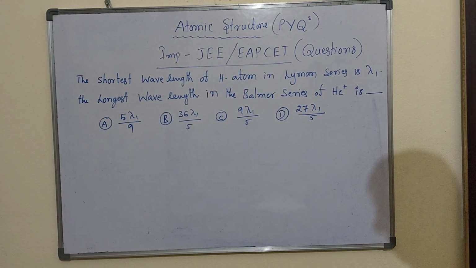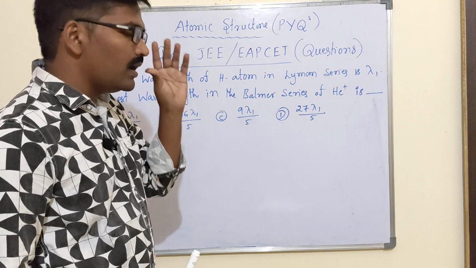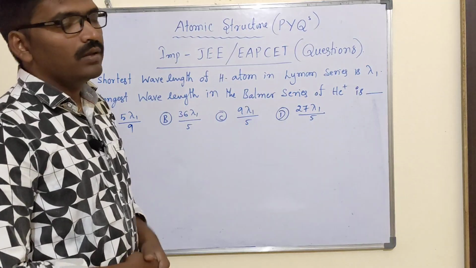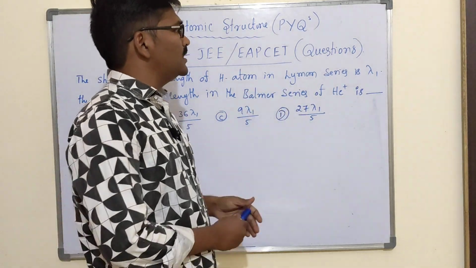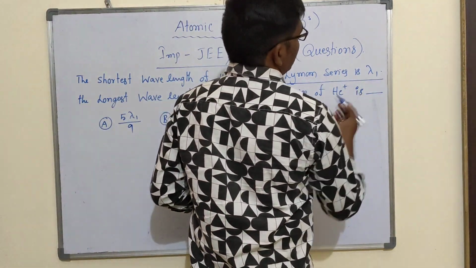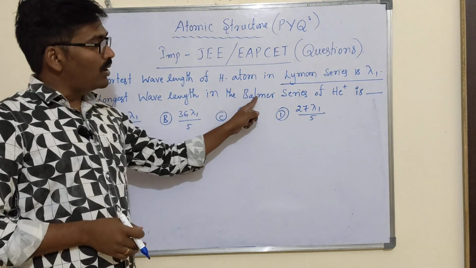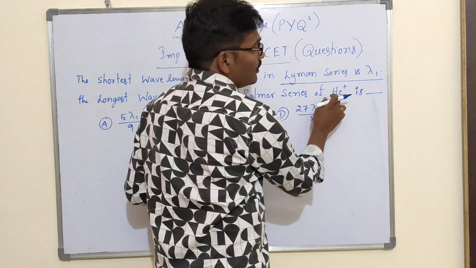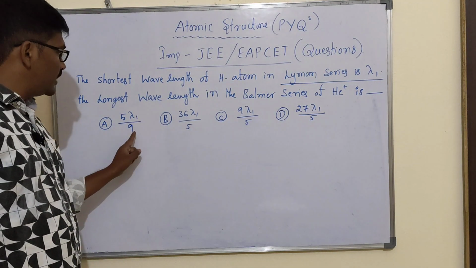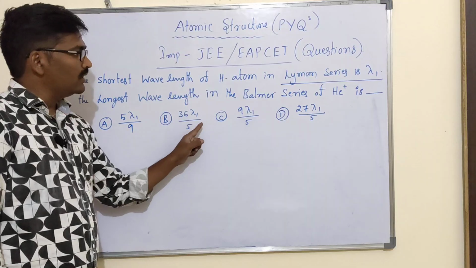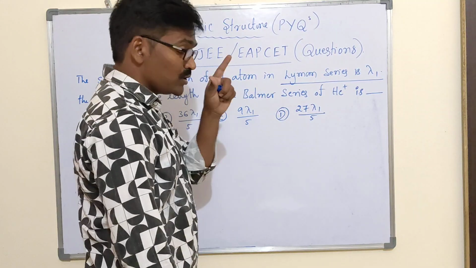Look at the next question. Even this is a JEE previous year question only. Based on the hydrogen spectrum, they're asking a question like this. Observe the question carefully. The shortest wavelength of the hydrogen atom in the Lyman series is lambda 1. Then the longest wavelength in the Balmer series of the helium plus ion is, then options are given. Option A: 5 lambda 1 divided by 9, then 36 lambda 1 divided by 5, then 9 lambda 1 divided by 5, then 27 lambda 1 divided by 5. Observe it carefully.